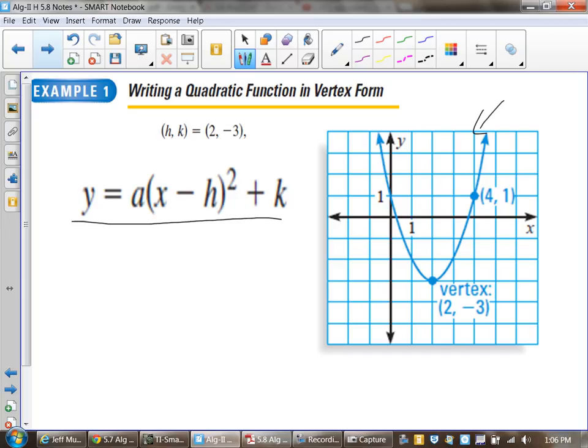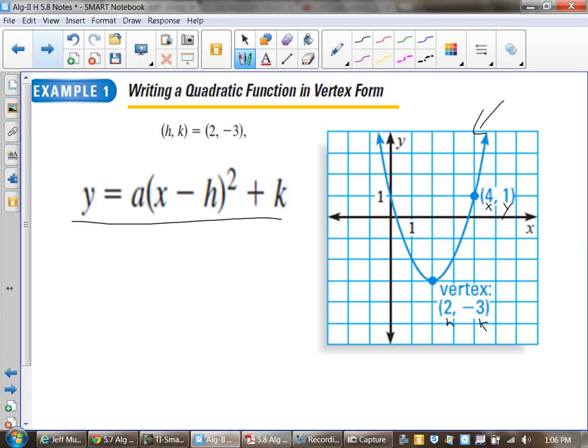In this vertex form, how many variables are there? 5. How many of them do I know? 4. I know 4 of them. You saw how, right? I'm solving for a. This is my h, my k, x, and y. I'm using a lot of substitution here today, guys. In vertex form, y, a, x, h, k, there's 5 total variables there. You're going to be given 4 of them. Solve for the missing one. So in this case, I can go directly into substitution.